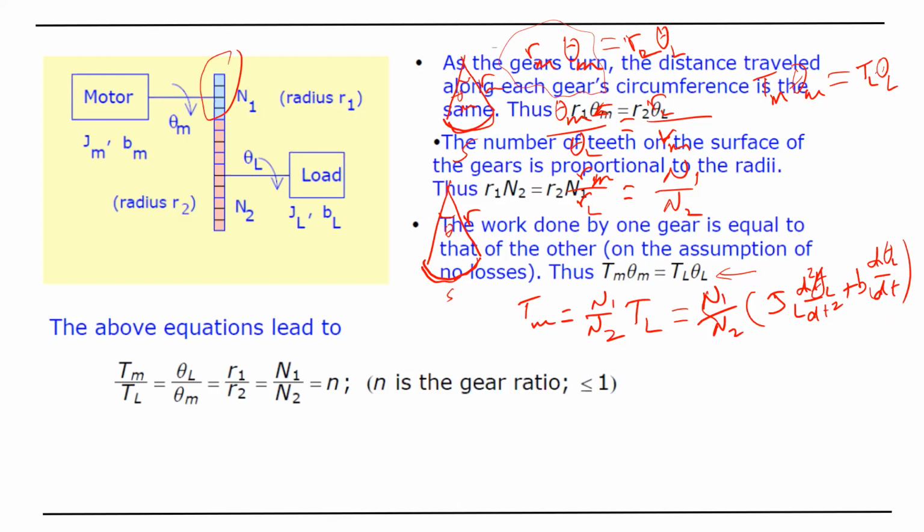Now, this is Tm, and this is theta L. Let me change theta L in terms of theta M. Use this one. Theta L equal to N1 over N2 times theta M.